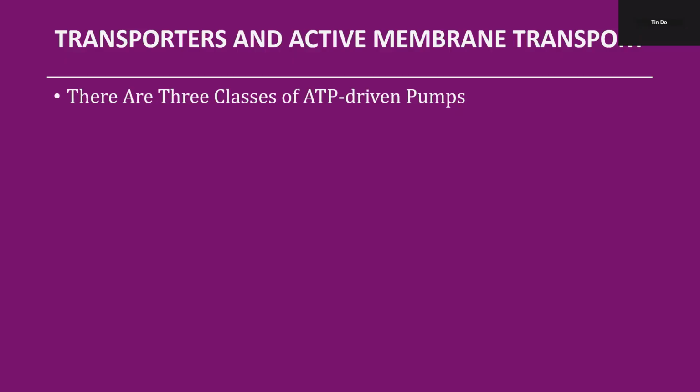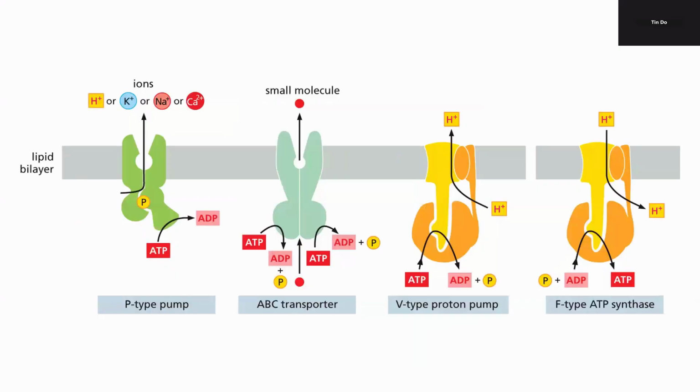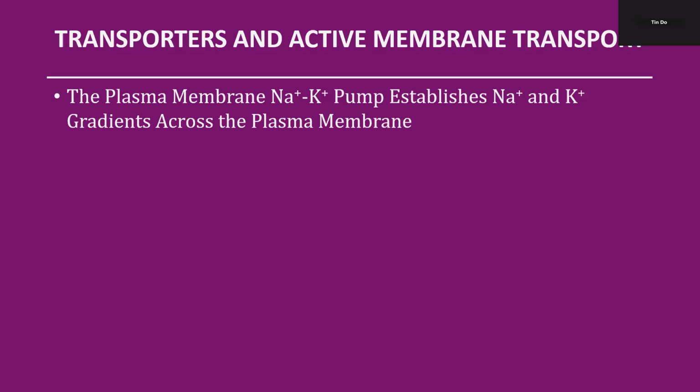Okay. So there are types of pumps. There's the P-type pump, the ABC transporter pump, the V-type pump, and the F-type pump. Know the difference between the four or the three. They're just going to be more of a definition base. So don't get too caught up on where we're going to find them. Just know the difference between them. Okay. And so that's pretty much all I really want you guys to know about this. All right. So going on.